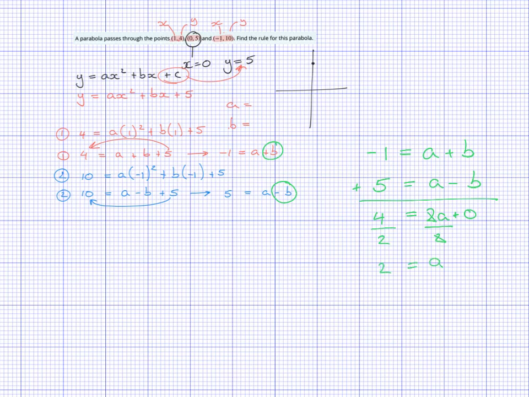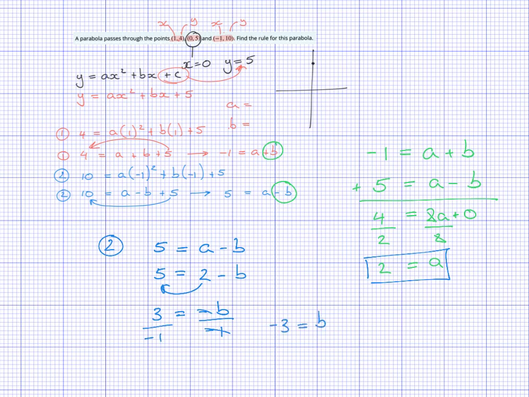Now the third step is to then substitute this a value back into either of equation 1 or equation 2. It doesn't make a difference, so I'm going to choose equation 2. I'll rewrite it here. 5 equals a minus b. 5 equals 2 minus b. I'll move the 2 across, so that becomes a minus 2. So 5 minus 2 is 3 equals minus b. And then divide by minus 1, and I end up with negative 3 equals b.